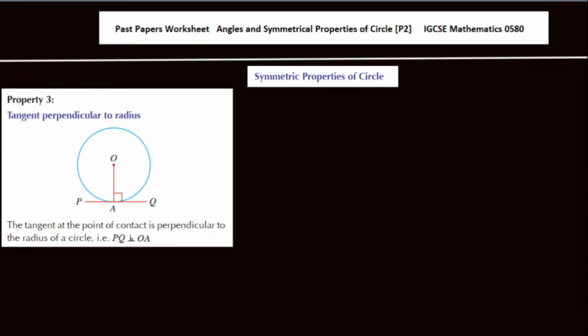The next property is that the tangent and the radius are always perpendicular to each other. So wherever you see a tangent in the figure and a radius along with it, mark a right angle with it.